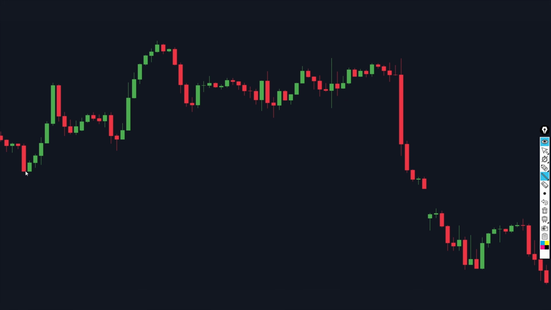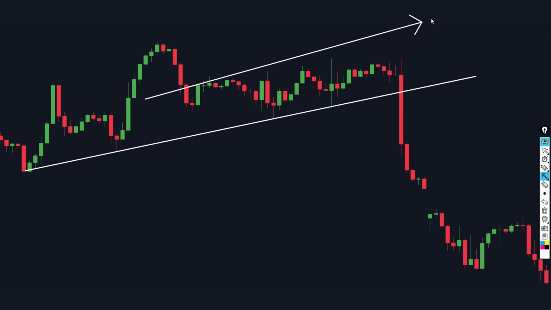Similarly, in this case, if you draw a trend support level, the market was respecting this level and it was going in the upward direction. But as soon as the breakout came, the market started falling very sharply. This fall is not just because there is a breakout from the trend line.